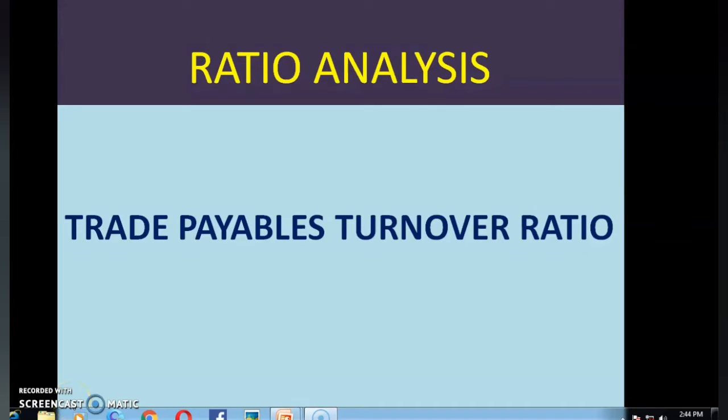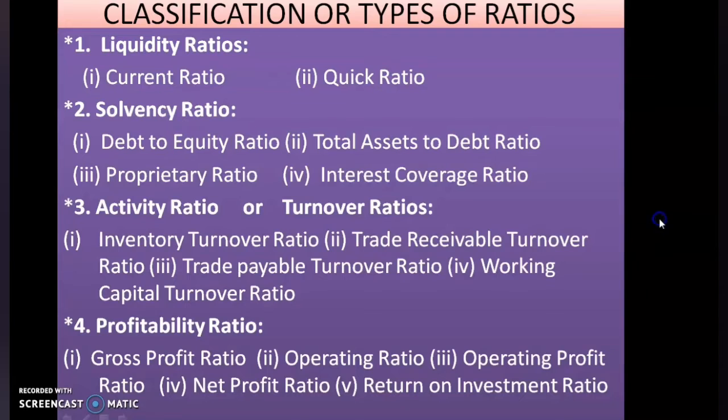Hello children. Today we are going to discuss a new ratio, that is trade payables turnover ratio. Let us first of all have a review of the ratios. There are four types of ratios: liquidity ratio, solvency ratio, activity ratio and profitability ratio. You know that liquidity ratio has two types: current ratio and quick ratio. Solvency ratios are classified into four: debt to equity ratio, total asset to debt ratio, proprietary ratio, interest coverage ratio.